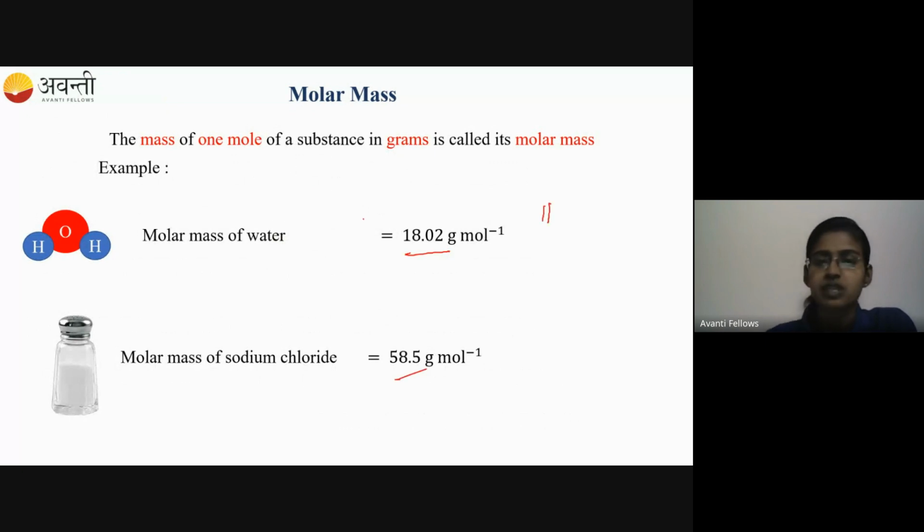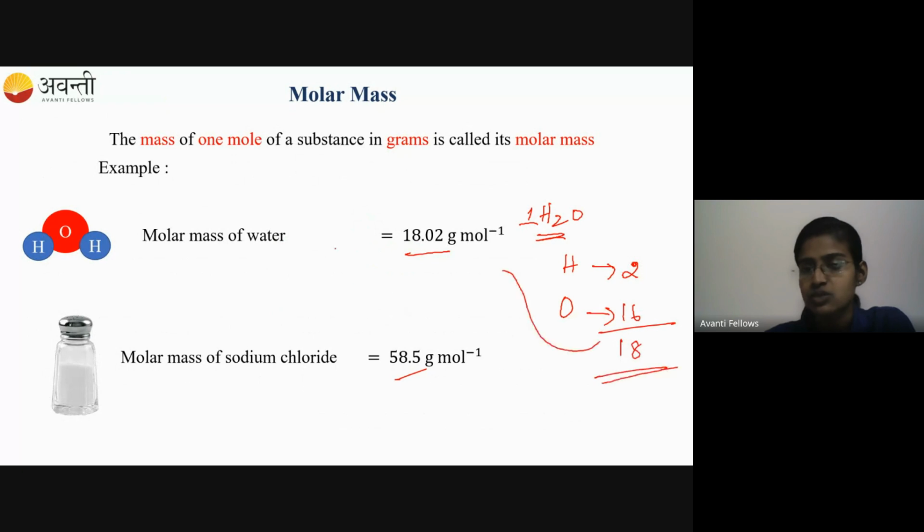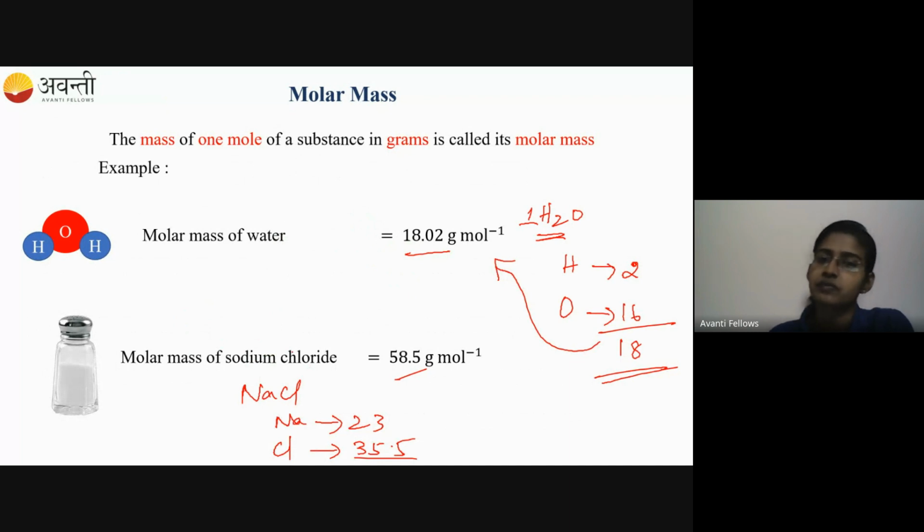If we are having water, for 1 mole of water, how many hydrogens do we have? 2 hydrogens. The atomic mass of hydrogen is 1, and since we have 2 hydrogens, it is 2 into 1, which is 2. And for 1 oxygen, the atomic mass is 16. So 16 plus 2 is 18. This 18 is the molar mass of water. Similarly, the atomic mass of sodium is 23 and for chloride it is 35.5. If you add these two, you will get 58.5. So the mass of 1 mole of a substance in grams is called molar mass.